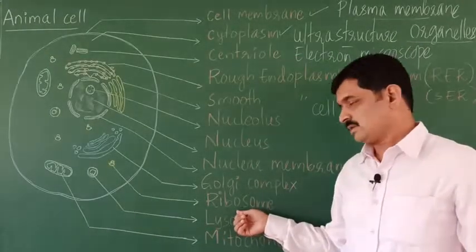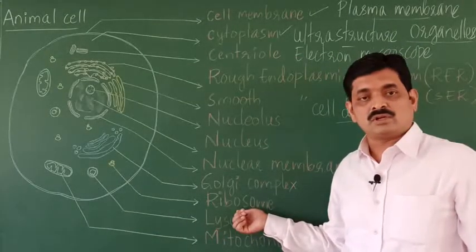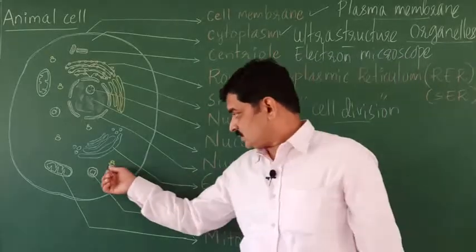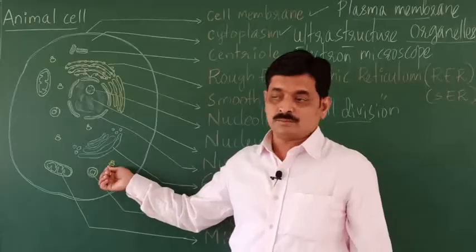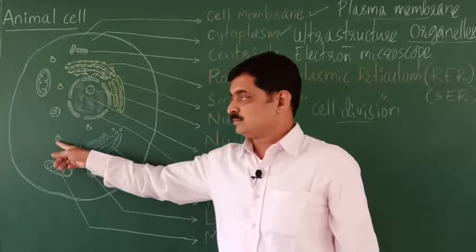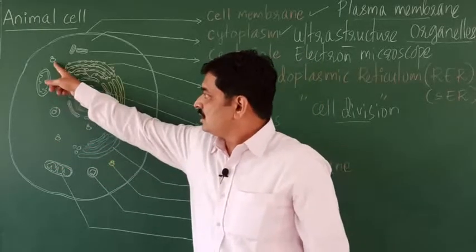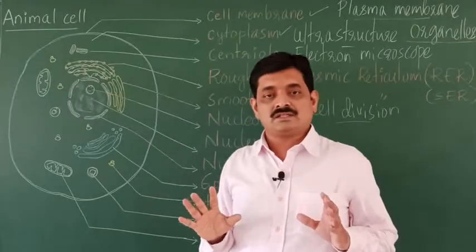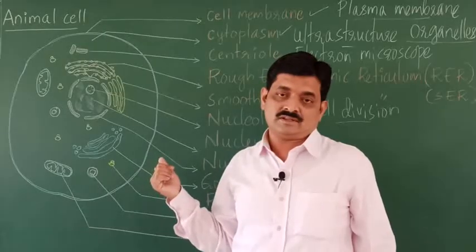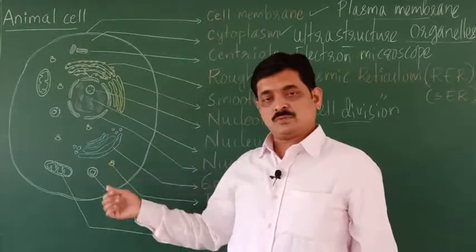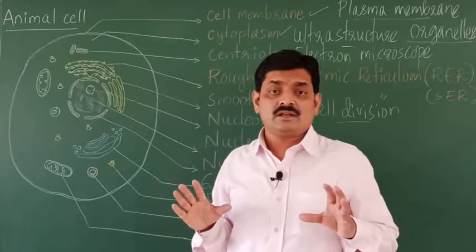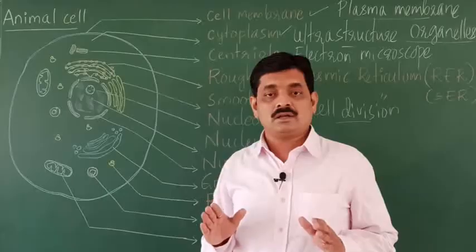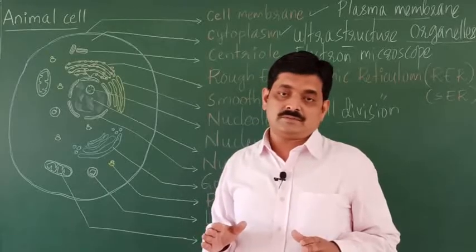The next is the ribosome, plural ribosomes. This is a ribosome, and even this is a ribosome. These are all ribosomes which are scattered in the cytoplasm of the animal cell. Such ribosomes which are freely present in the cytoplasm are called free ribosomes.